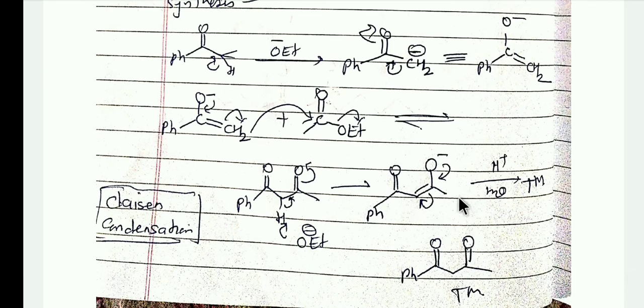The mechanism is that the pi electron shifts to this carbon atom, the carbon becomes positively charged and this carbon becomes negatively charged. Here carbon positive and oxygen negative make a covalent bond. This negatively charged carbon atom abstracts a proton from here and forms CH2. This one is the CH2 and here CH. So we can easily get the target molecule.